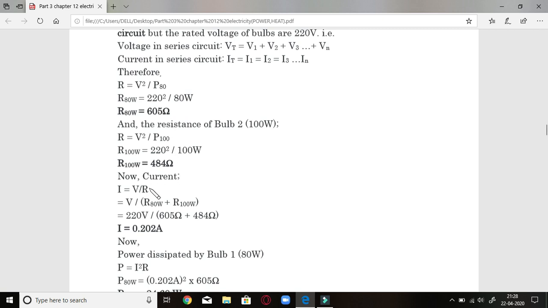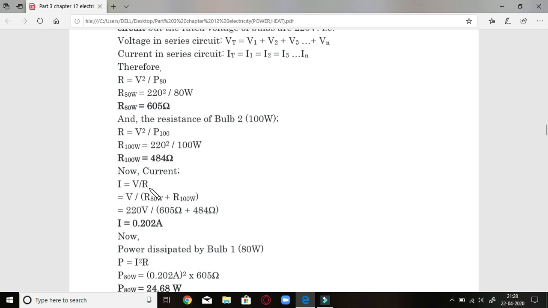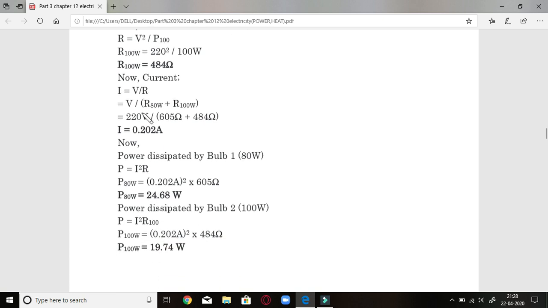Now current I is equal to V upon R. As we know, current I is equal to V upon the total resistance. We found that the current I is 0.020 ampere, that is the total current. Now both R and I are with us, and we can find out the power dissipation in bulb 1, that is 80 watt. So P will be equal to I square R, which is the formula we use for series.